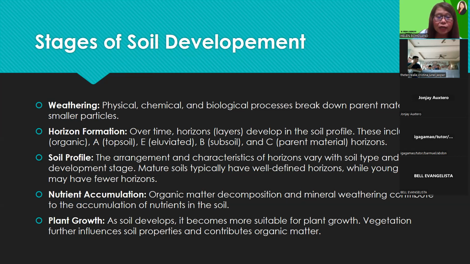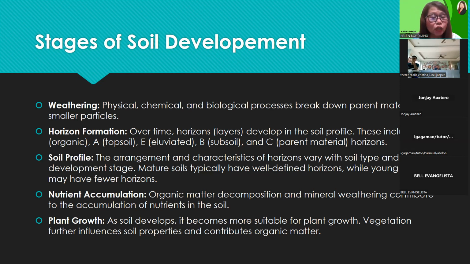Now I'm learning also a lot when I read and study about soil science. So, soil profile: these are the arrangement and characteristics of horizons that vary with soil type, and of course, the development stage. Mature soil typically has well-defined horizons, while young soil may have fewer horizons. So the number of horizons depends: if mature, more than young.